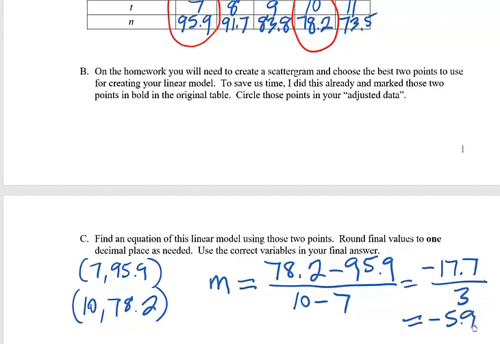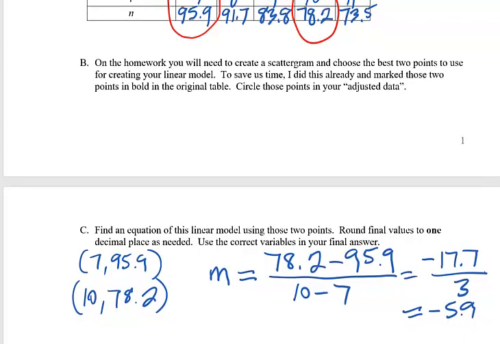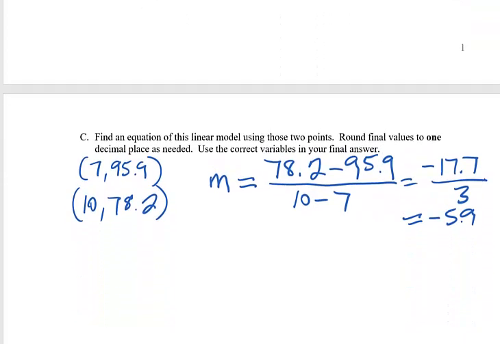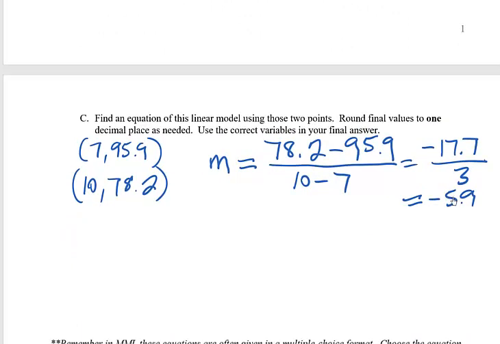The directions say round final values, meaning your final slope, your final y-intercept, round those values to 1 decimal place. This one actually came out perfectly to 1 decimal place, so I don't have to do any rounding. If I had to round, I would have rounded it off to 1 decimal place. Okay, so I've got my slope. And then I look back at my points, and I'm kind of disappointed because neither one of them has a 0 in the x position, so I don't have the y-intercept. I was not given the y-intercept, which means I'm going to have to find it.